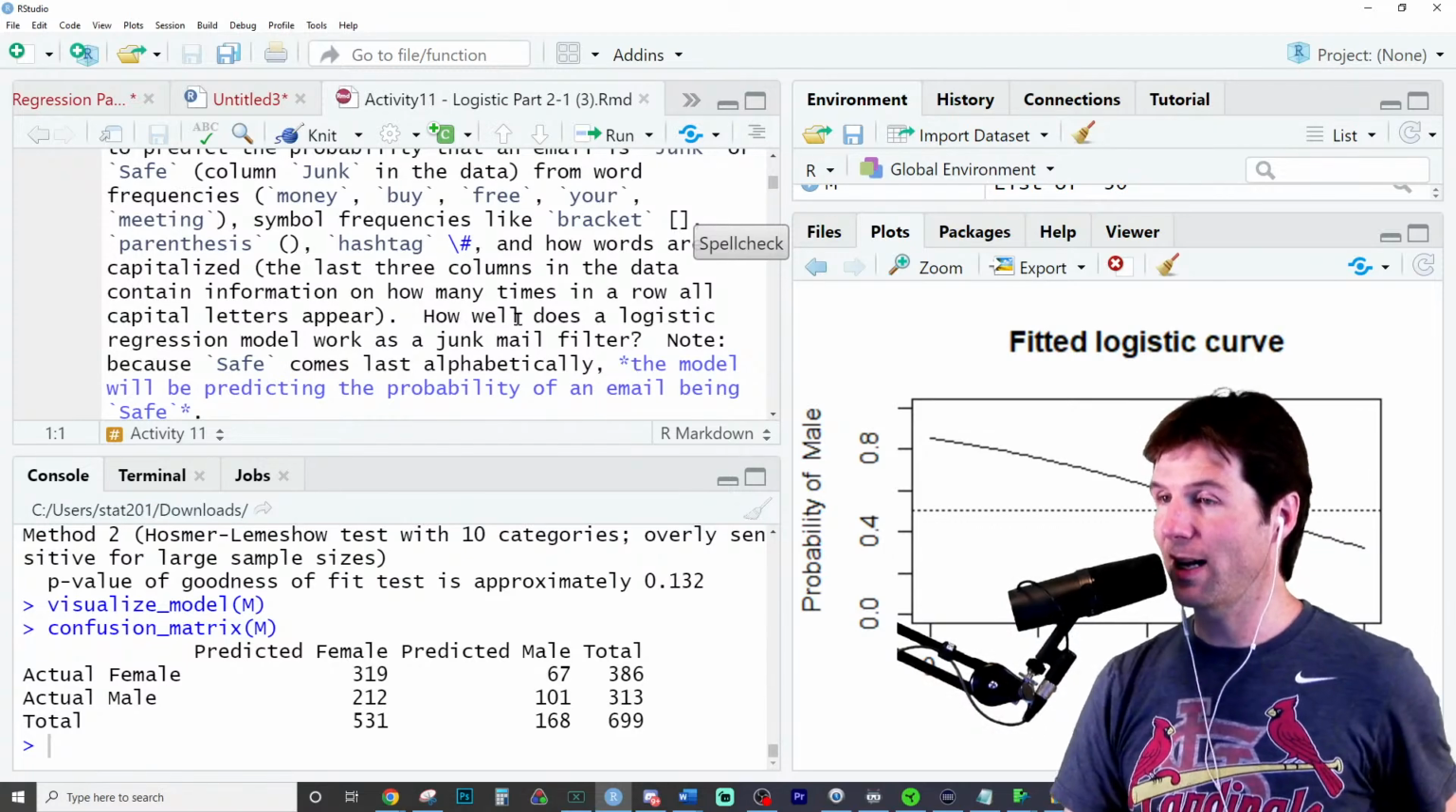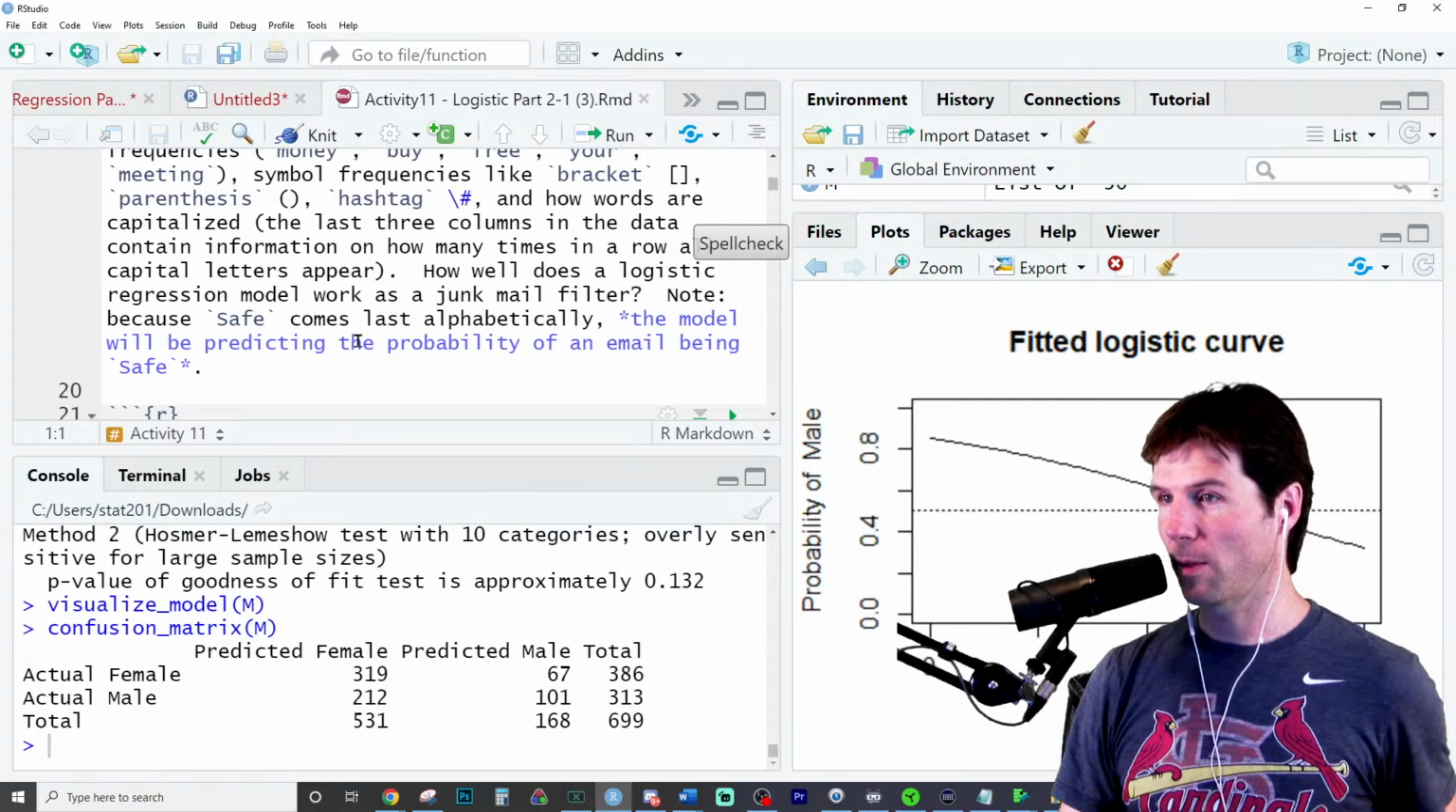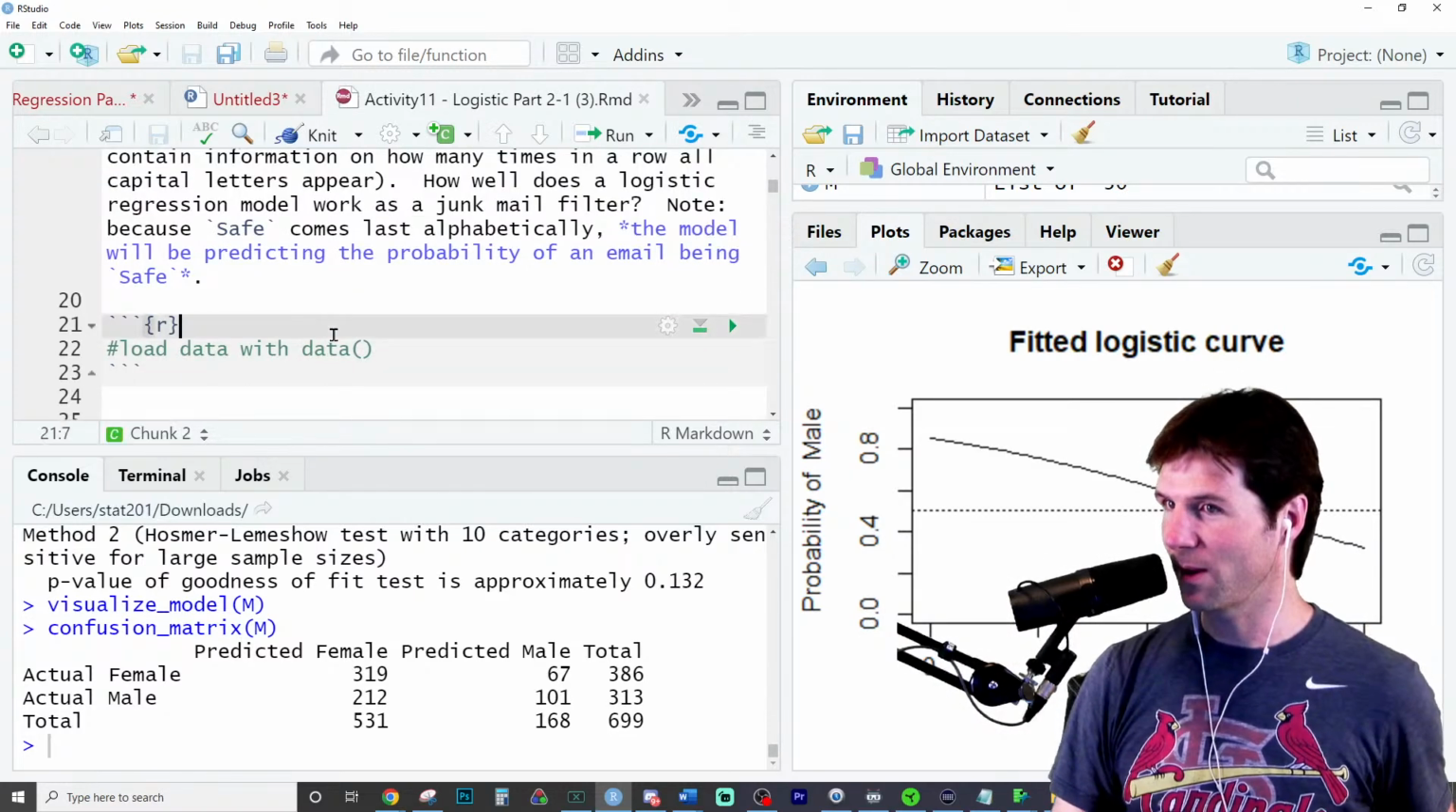Note, safe comes last alphabetically. So the model will be predicting the probability of an email being safe. Well, that's nice that they added that on right there.